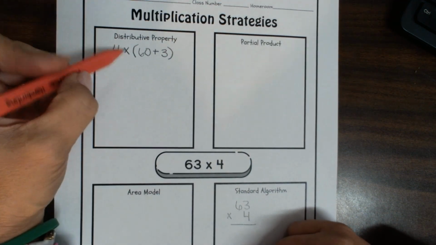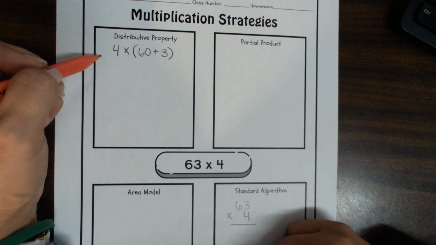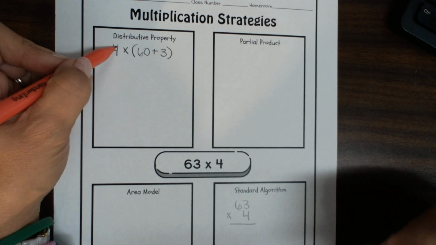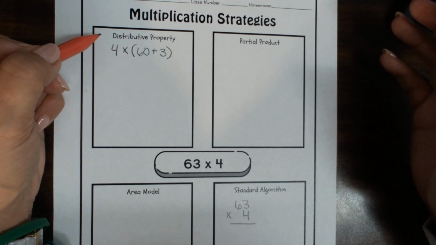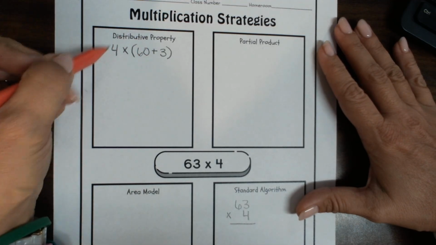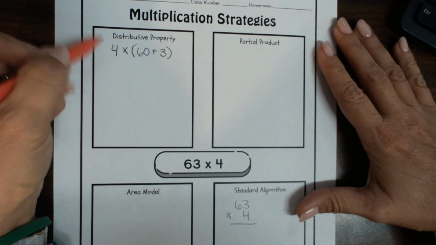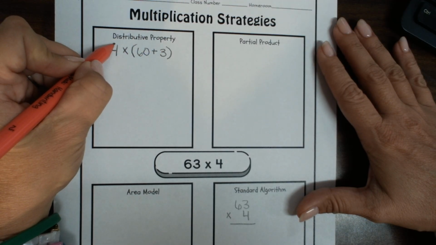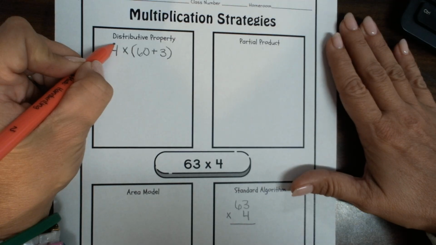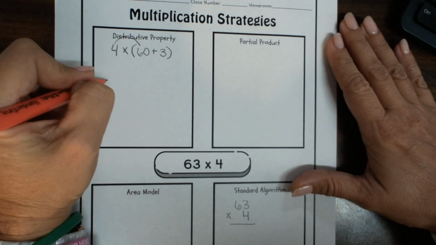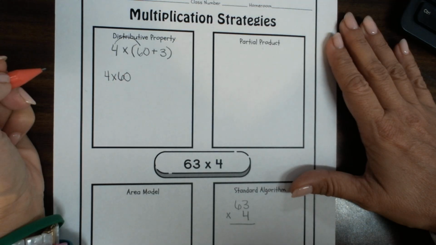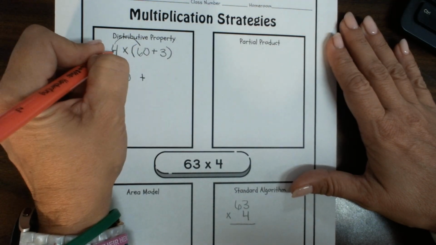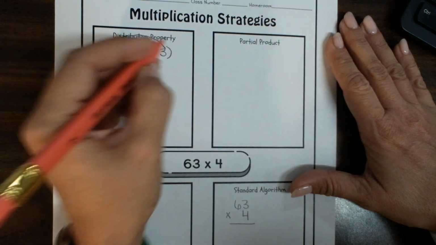As we explain this to the students, it's just like as we hand out papers to everyone, we want to make sure that everybody has a paper. So in this way, we're passing out the 4. We're distributing it to everybody that is within this equation. So we need to make sure that we do 4 times 60, and then we're going to add the 4 times 3.